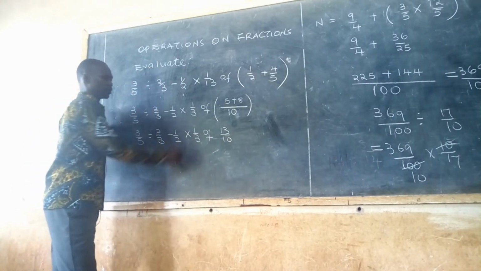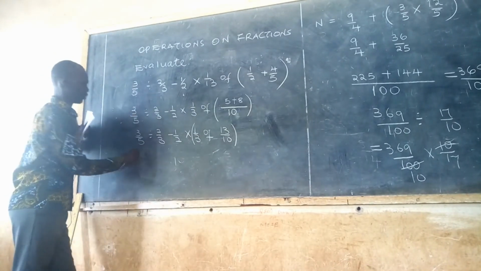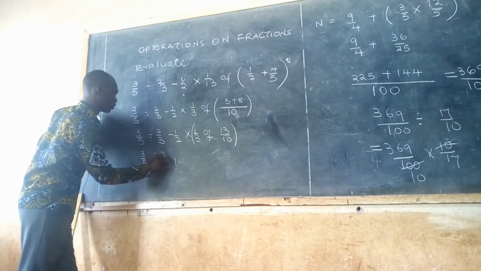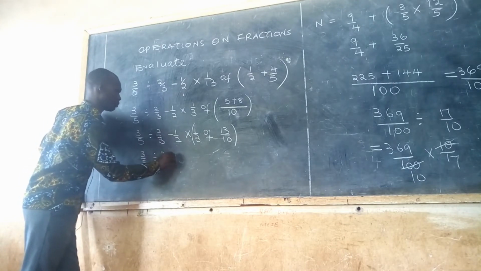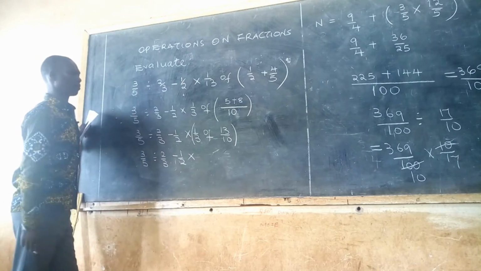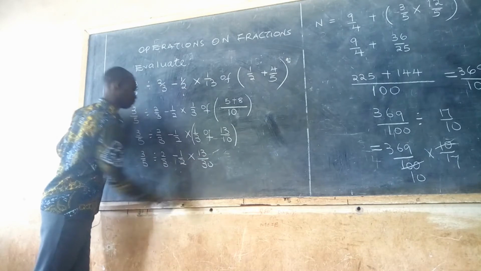Following the same rule, I'll come with the "of". So now what do I have? 3 over 5 divided by 2 over 3 minus a half times 13 over 30.